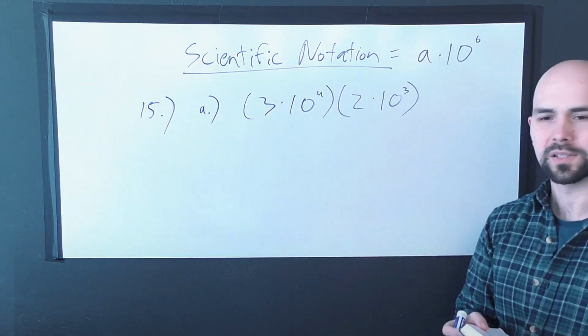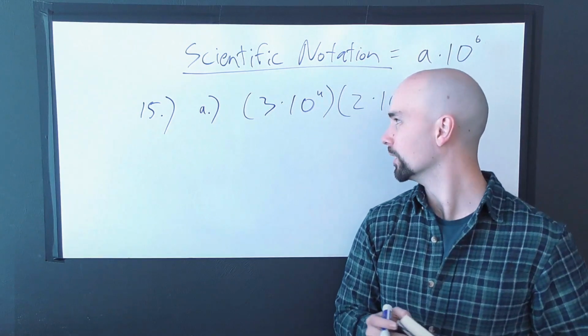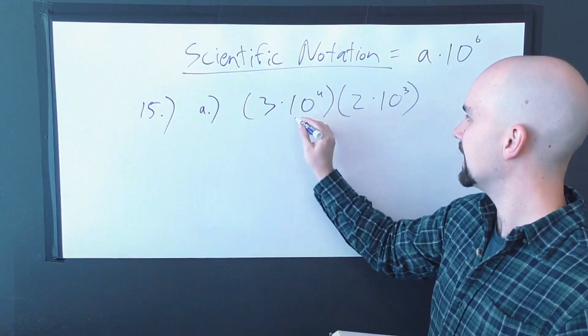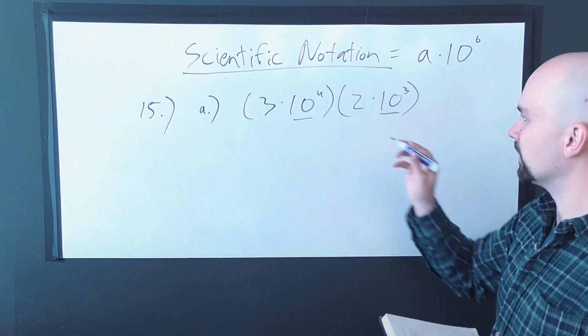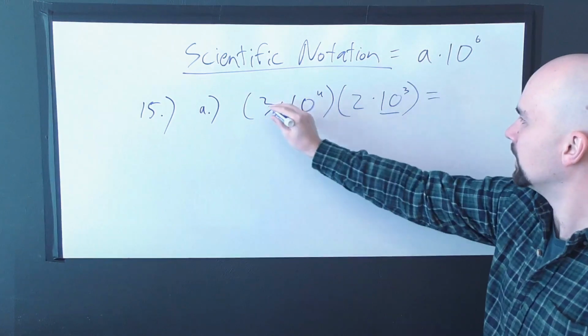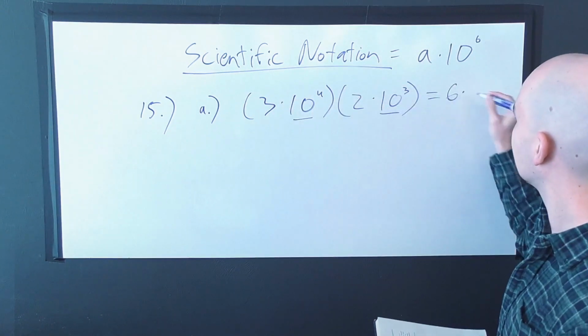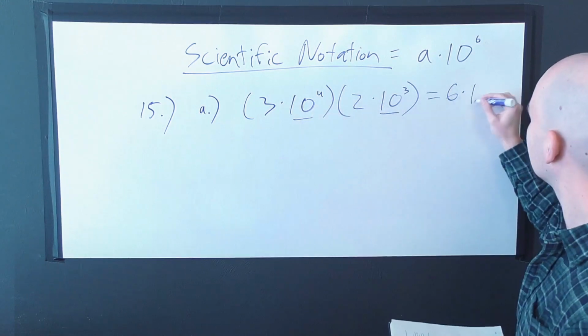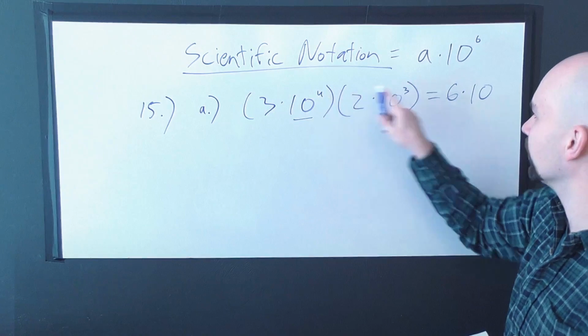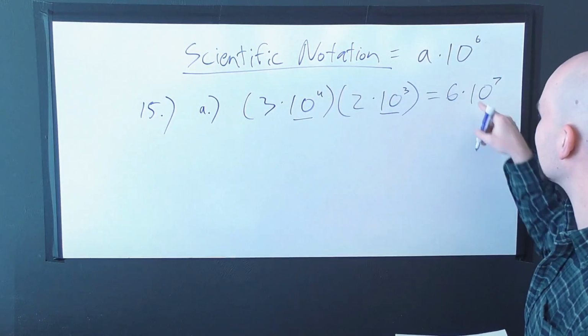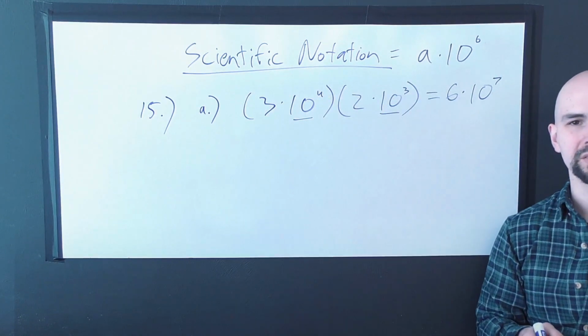All right, so remember my strategy for solving these? We're going to take the things with the same base, add their exponents, and then everything else we just multiply. So 3 times 2, 6. 10 to the power of 4 times 10 to the power of 3 is going to be 10 to the power of 4 plus 3. And that's my answer. 6 times 10 to the power of 7.